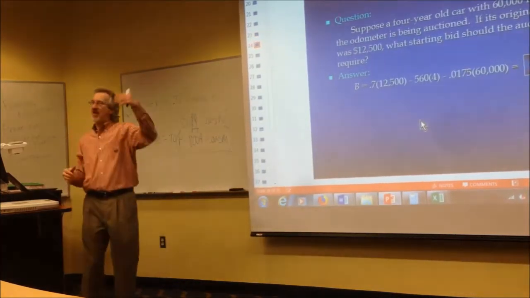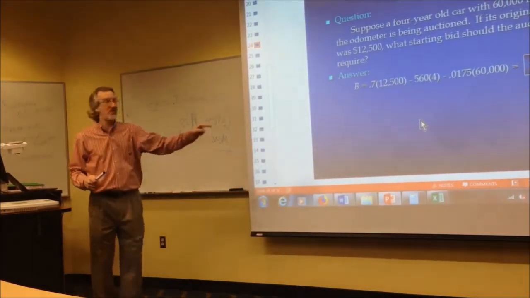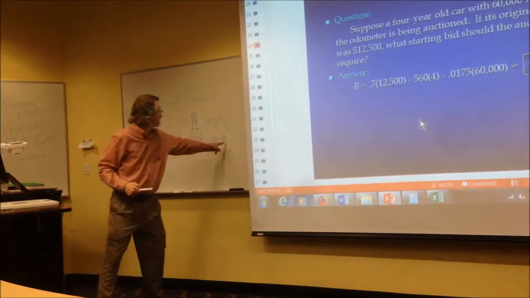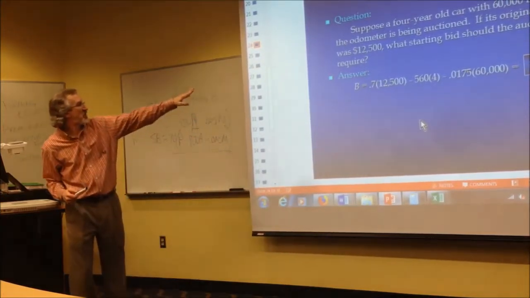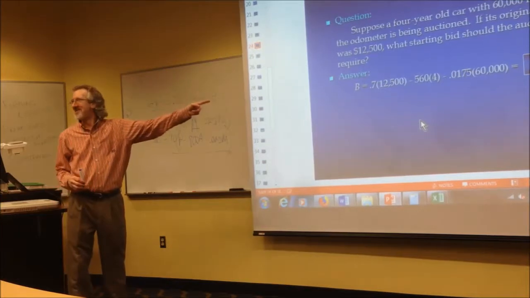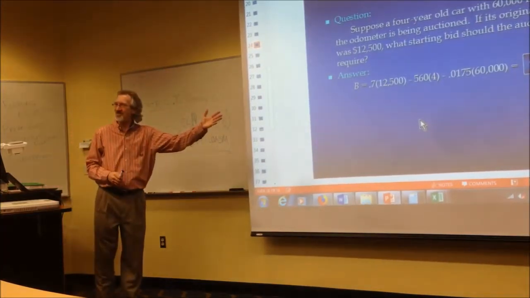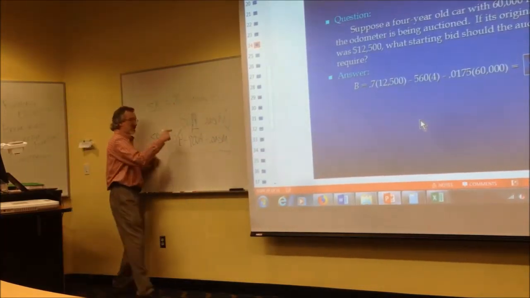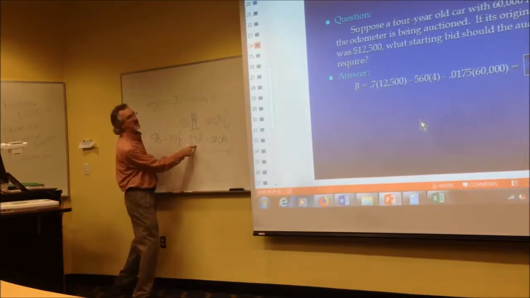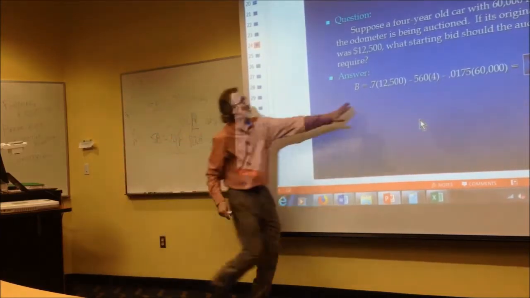The car coming up now for bid is 4 years old. Put a 4 in for age times 800. It has 60,000 miles. Put that in for M. Multiply times 2.5 cents. And the original price, $12,500. I laugh because I can't imagine a car being $12,500 brand new. Original price, so we would put that in for P. 12,500 minus 800 times 4 minus, now, don't let this confuse you.